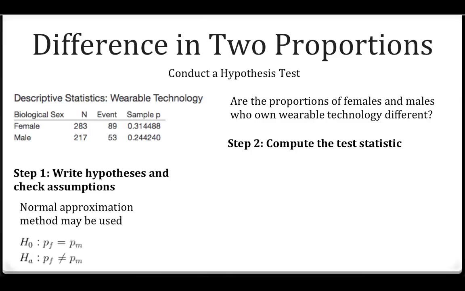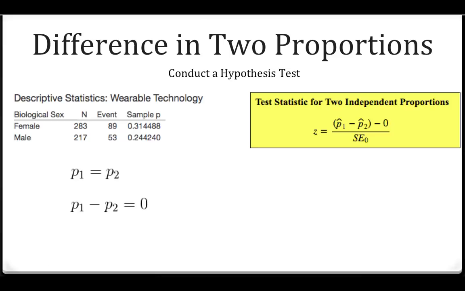Step 2, compute the test statistic. Computing the test statistic here can get a little bit lengthy, so I'm actually going to start a fresh page. Here we have our formula for the test statistic for two independent proportions. We have the difference in the sample minus 0, and that 0 is coming from the null hypothesis. Recall, P1 equals P2 is equivalent to saying P1 minus P2 equals 0. That's where this 0 is coming from.